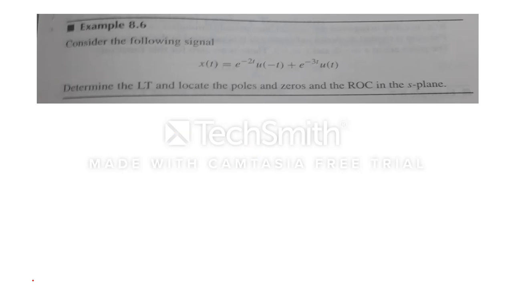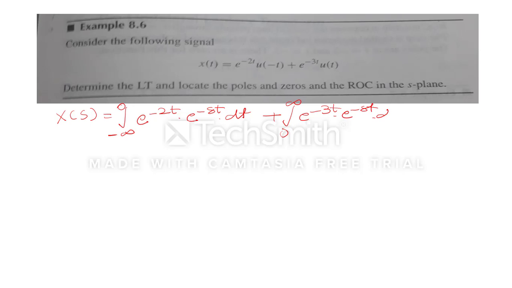So in this first numerical, the equation is given to us and we need to plot the ROC of the given function. So x(t) is e^(-2t) u(-t) plus e^(-3t) u(t). Here, to find the Laplace transform, in the first case, because u(-t) is there, the limit will be from minus infinity to 0 of e^(-2t) e^(-st) dt, plus, here u(t) is there, so the limit will be 0 to infinity of e^(-3t) e^(-st) dt.